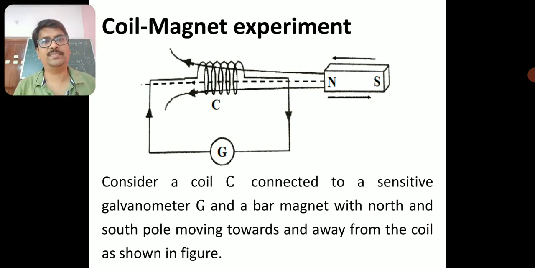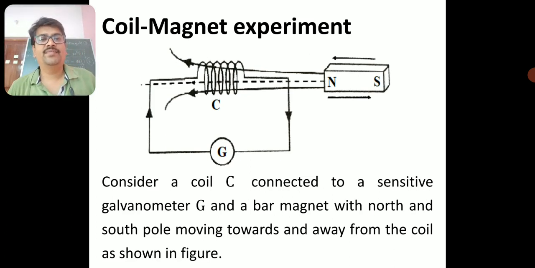This Coil-Magnet experiment, or it may be the Coil-Coil experiment, is very well known in the second PUC, but it's a glance of the whole thing so that I can extend this to self-inductance and mutual inductance. For that, you need to clearly know the background of this. You should know what Faraday's laws are. Before going to Faraday's laws, you need to know what the Coil-Magnet experiment is.